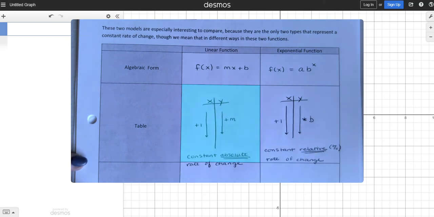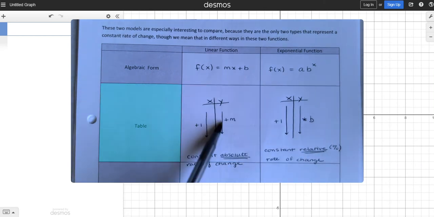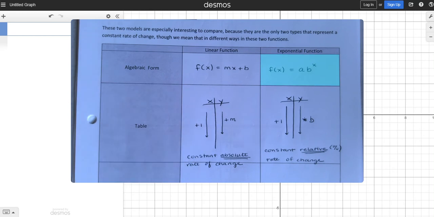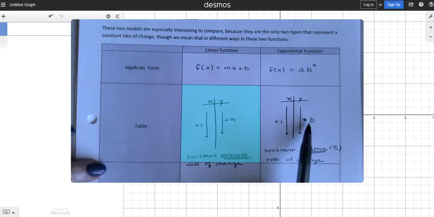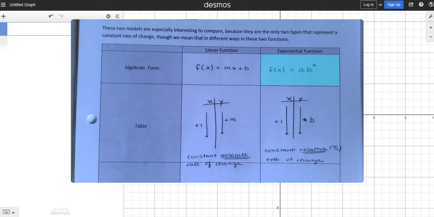Okay. So linear, we're adding the same thing to y all the time, and we may be adding a negative number. Exponential, we're multiplying y by the same thing every time. And again, b might be fractional, right? It's possible for that to be decreasing as well.